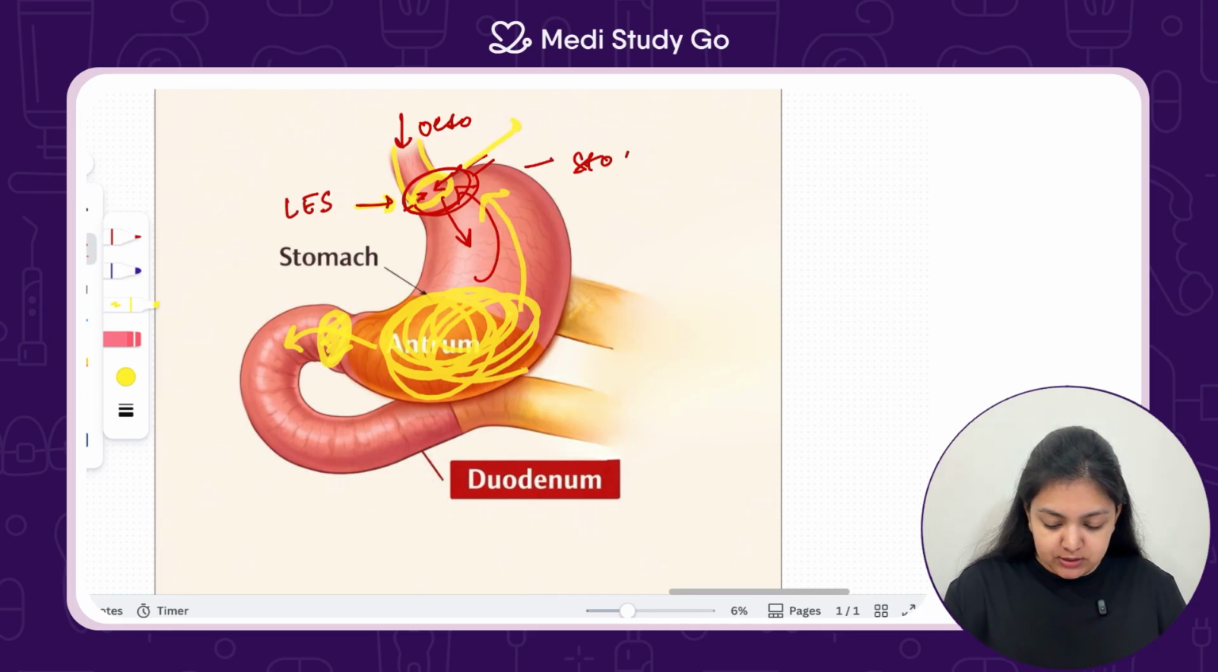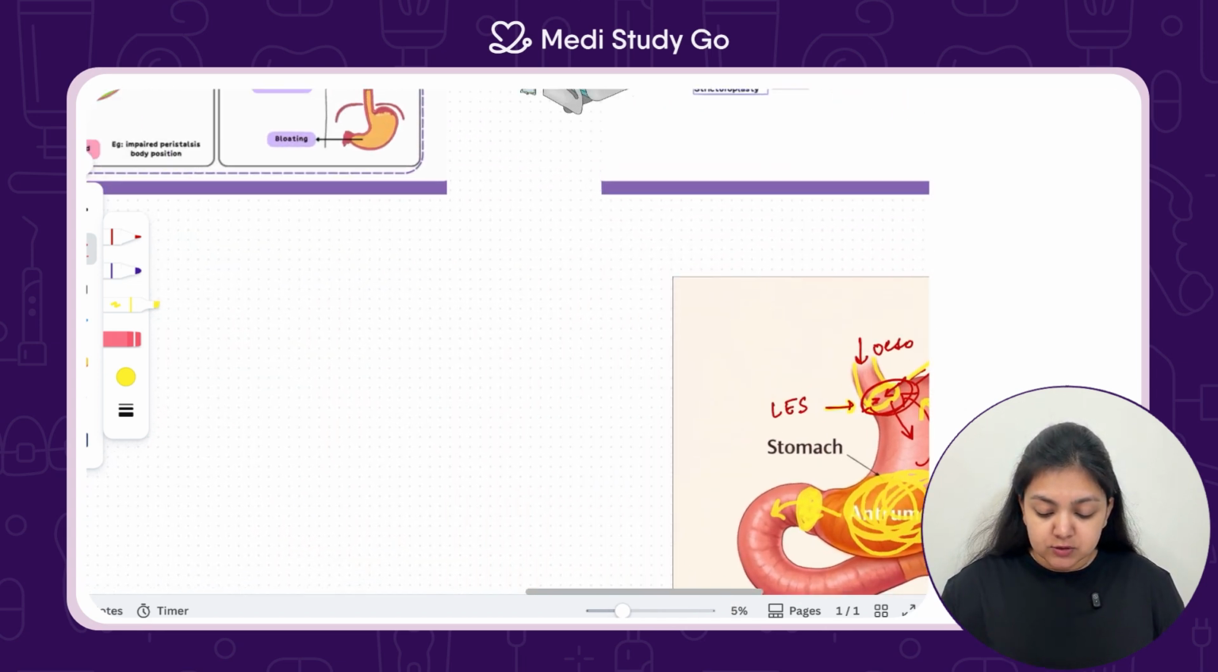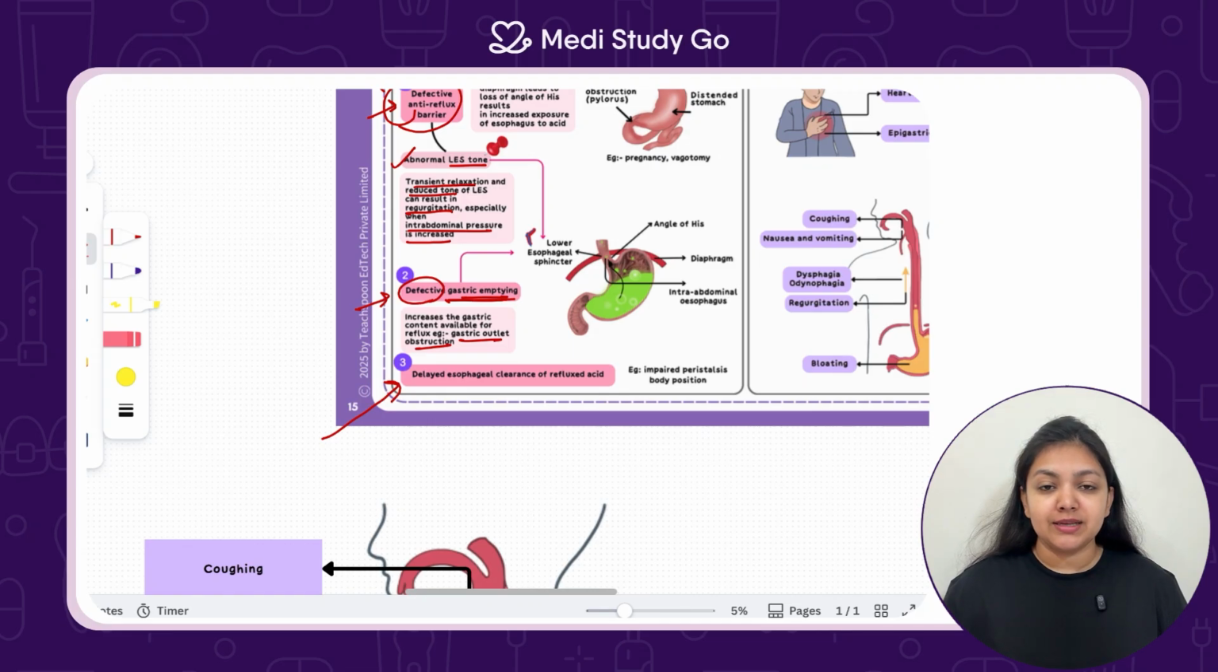So one issue is there, but what if there's an additional issue where the obstruction of the gastric outlet is present and the food, instead of going down, gets collected in the stomach and then eventually gets refluxed because more food is present and the gastric emptying is delayed.